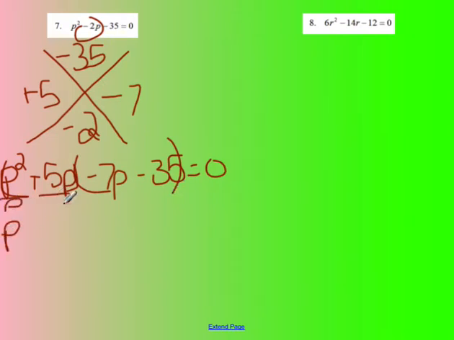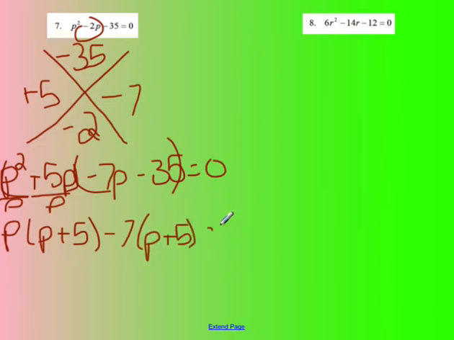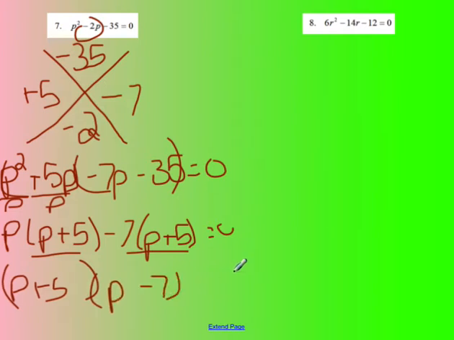So I'm dividing each of these terms by p, and I'm left with p plus 5. Then out of my second group, I need to take out a negative GCF. Between negative 7 and negative 35, I can take out a negative 7. And then I'm left with p plus 5. So here, my leftovers are matching, so I can factor those out. And then I'm going to write what's left over after that.